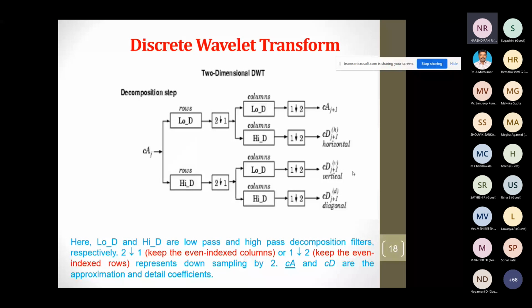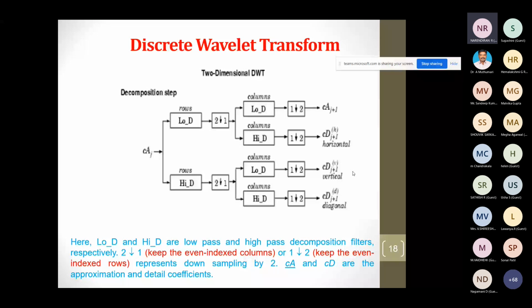Here I have given 2-level processing. 2-dimensional means I'm going to have a 2-level processing here. In the first level, I'm going to apply it for every row. In the second level, I'm going to apply it for every column. I'm going to apply two filters. One is a low pass filter, LOD, and the other is a high pass filter, HID.